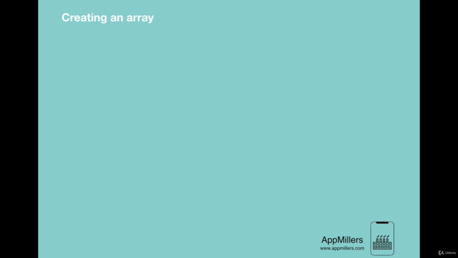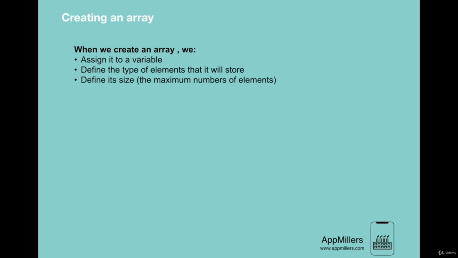When we create an array, we have 3 steps in most programming languages. First, we assign it to a variable, then define the type of elements that it will store, and define its size. The last step is not applicable for some programming languages, because for dynamic arrays, we don't need to specify size. It's set automatically and increases automatically when you add a new element to the array. But this causes performance problems.